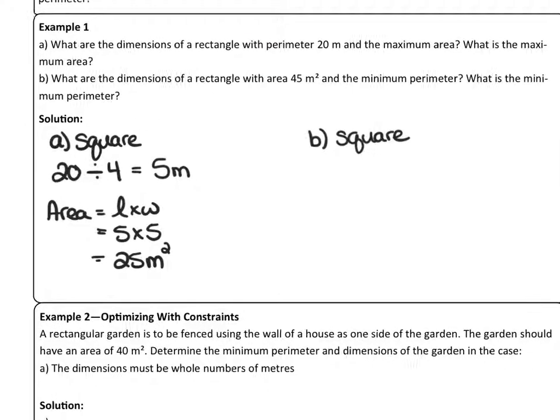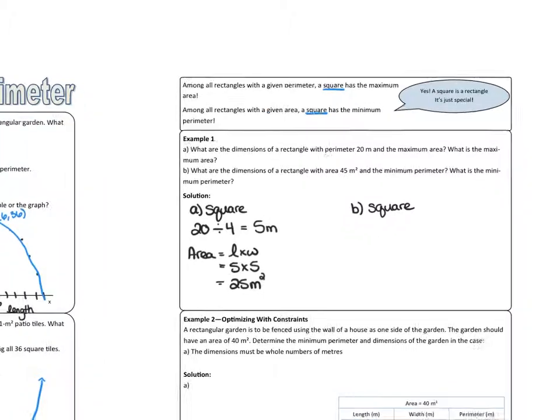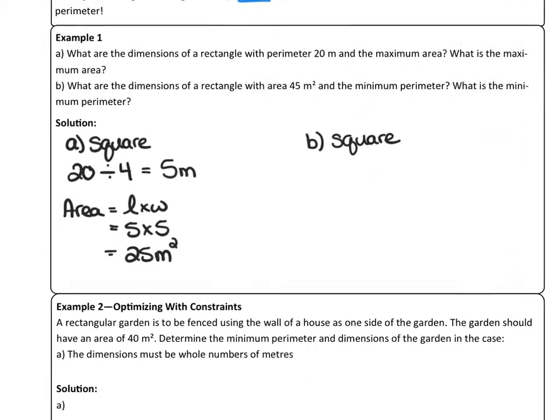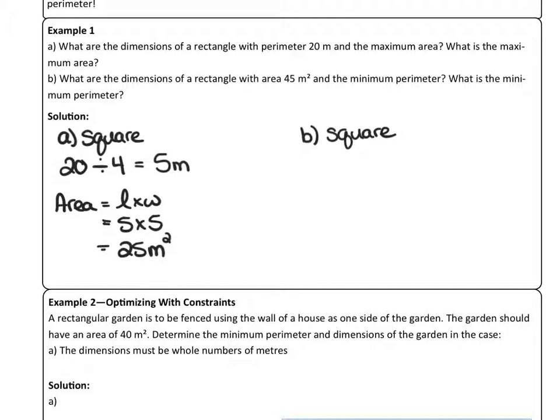Is 45 meters squared. If I want the length and the width, I'm just going to take the square root of that. So 45, square root of 45 is 6.7. And so I get a square that's 6.7 by 6.7.